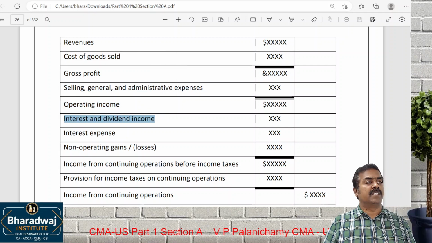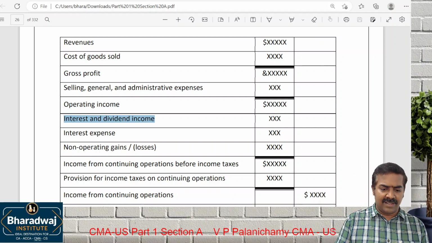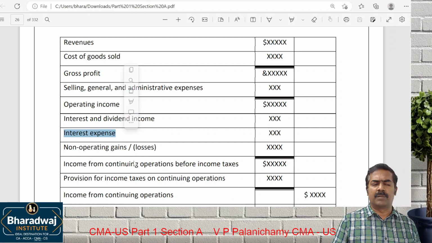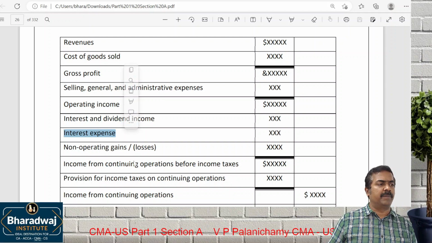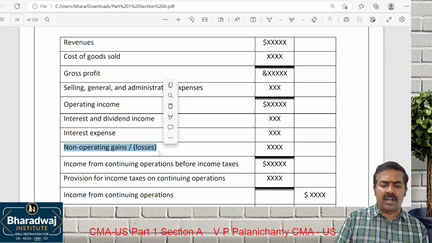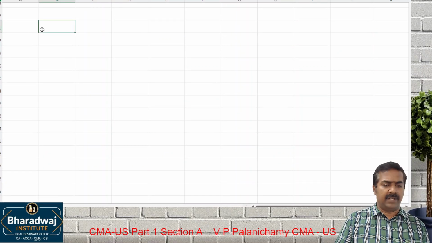Include dividend incomes, interest incomes. We would have made investment in shares, debentures, bonds. From that, we will earn income. That income you can include. Then, for borrowing, we would have paid interest. That also you deduct. Sometimes there may be non-operating gains and losses. Understand the difference. Pay attention.